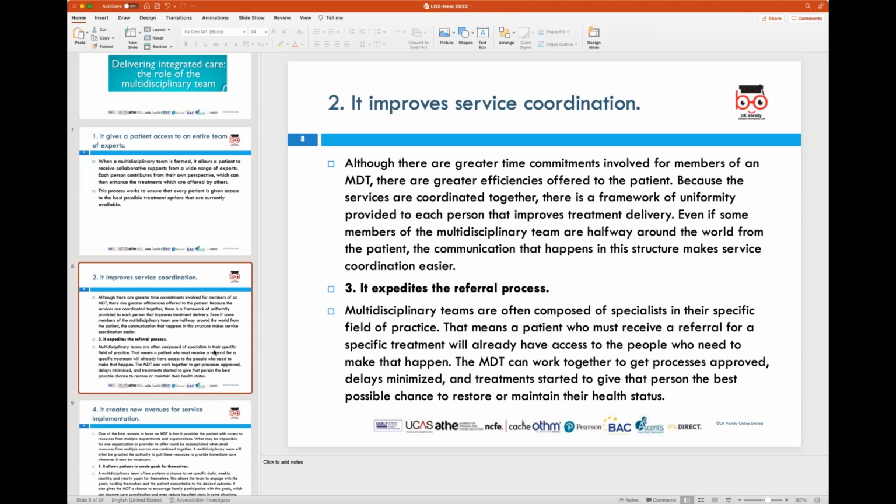The second advantage, or strength of the MDT, tends to be in terms of service coordination. So what we do get to see is when people are working together in multidisciplinary teams, trying to provide integrated care, the level of commitment that is seen is generally leading to greater efficiencies and obviously a coordinated approach.